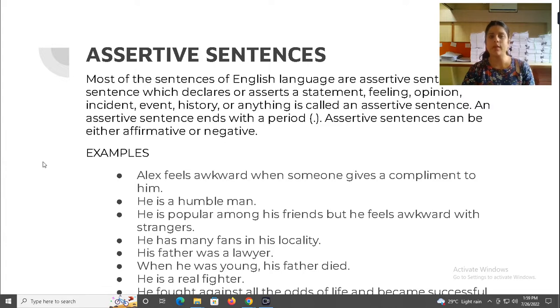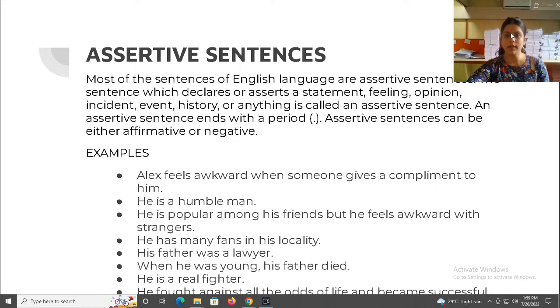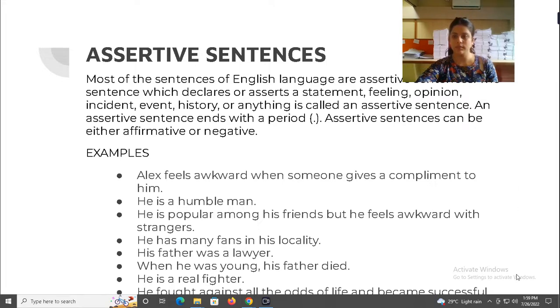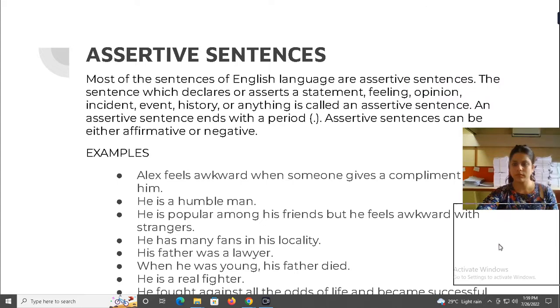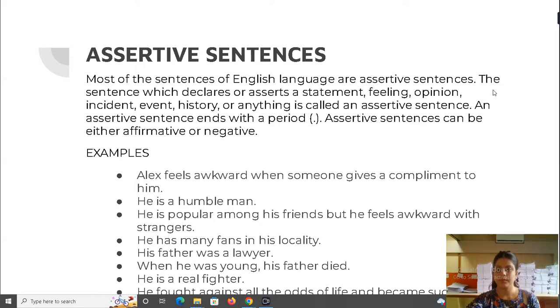So most of the sentences of English language are assertive. The sentence which declares or asserts a statement, feeling, opinion, incident, event, history or anything is called an assertive sentence. So an assertive sentence ends with a period, that is full stop. Assertive sentences can be either affirmative or negative.